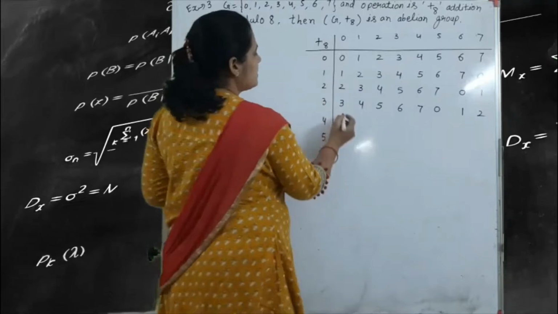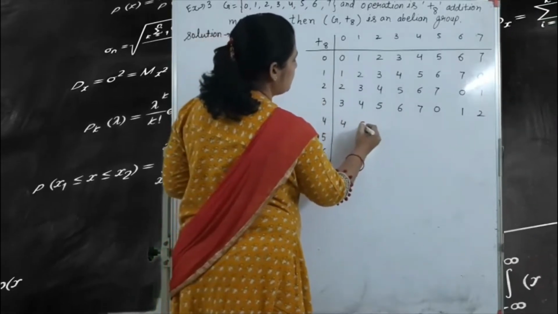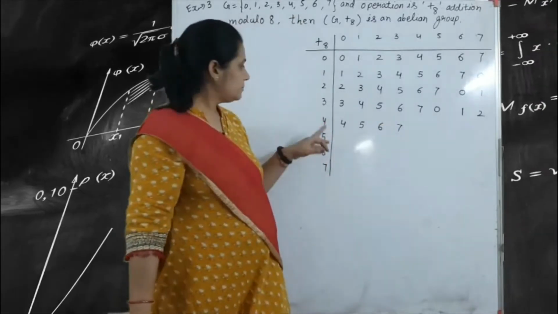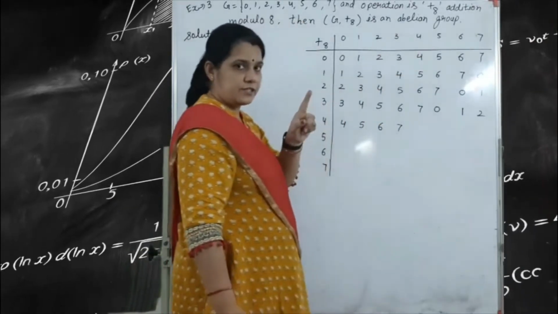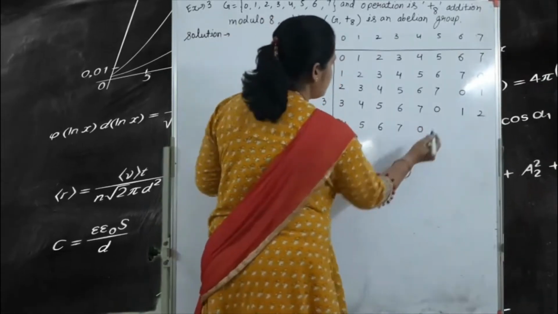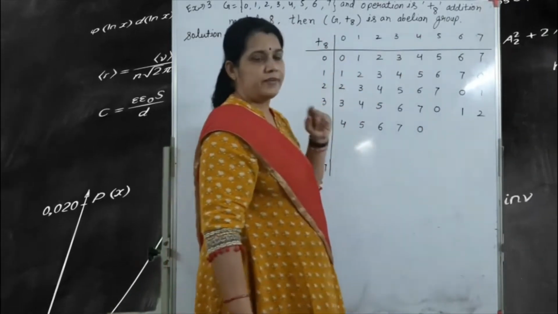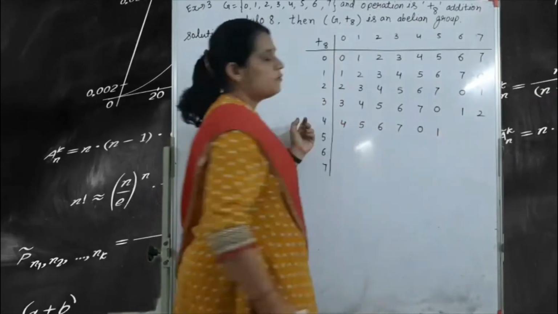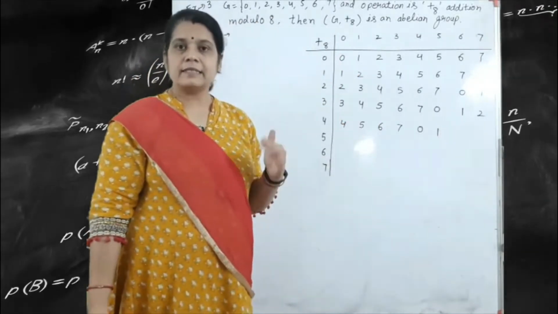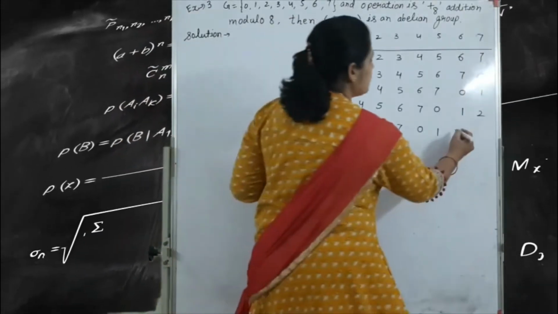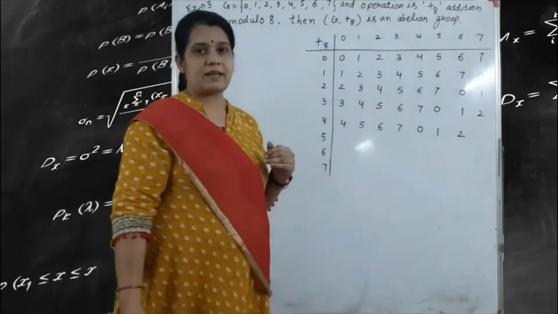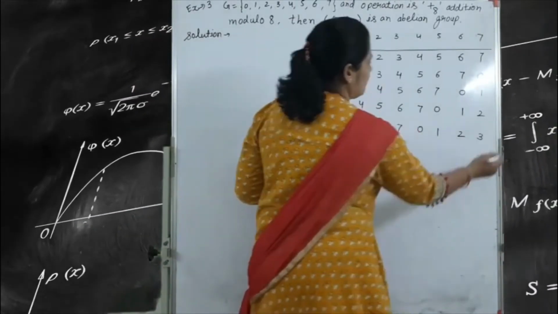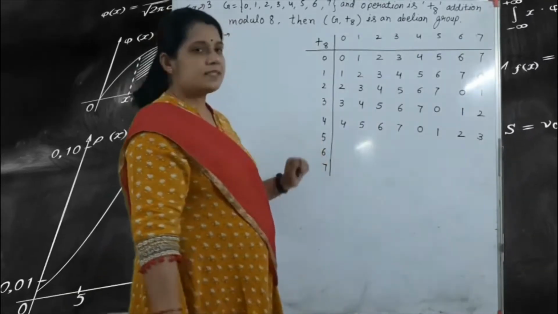Okay. 4 plus 0 is 4, 4 plus 1 is 5, 4 plus 2 is 6, 4 plus 3 is 7. 4 plus 4 is 8, divided by 8, remainder 0. 4 plus 5 is 9, divided by 8, remainder is 1. 4 plus 6 is 10, divided by 8, remainder is 2. And 4 plus 7 is 11, divided by 8, remainder is 3. Got it?